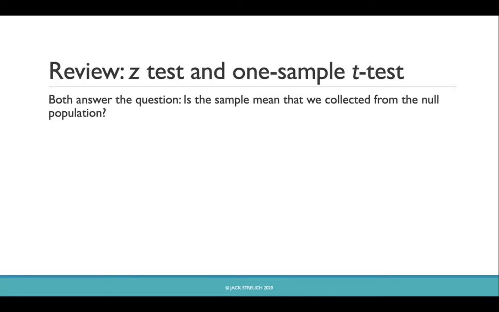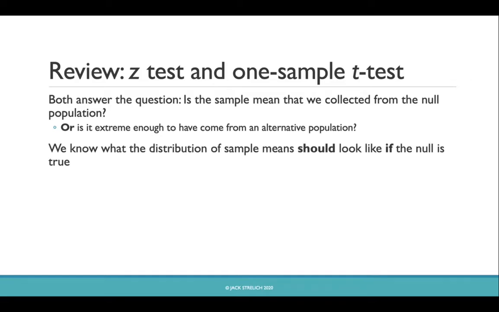Both the z-test and the one-sample t-test answer the same question. Is the sample mean that we collected from the null population, or is it extreme enough that it's more likely that it came from an alternative population? This is possible because we know what the distribution of sample means should look like if the null is true. Specifically, it should be normally distributed with a mean equal to mu, the population mean, and a standard deviation given by the standard error.